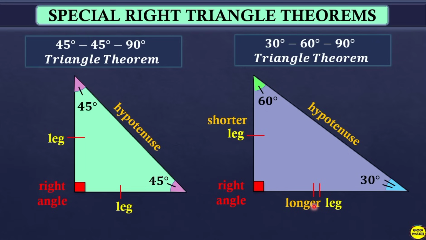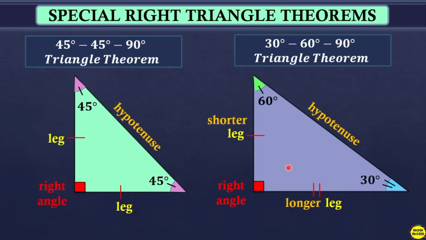Okay? So, tatandaan, dapat kapag given po yung 30, 60, 90 na triangle, dapat po alam natin, you must know how to identify the shorter leg. Dapat alam nyo po kung paano malalaman yung shorter leg. So, it is always opposite the 30-degree angle, since your 30-degree angle is your smallest angle.